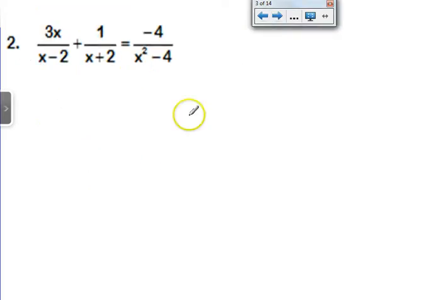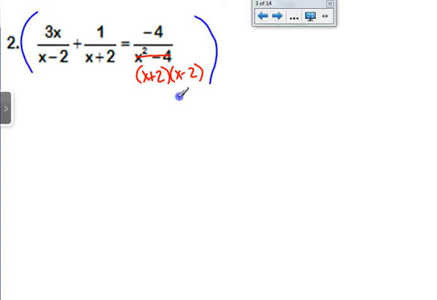The first thing I notice is that this denominator is secretly an x plus 2 and an x minus 2. Just like when we did adding and subtracting, you're going to want to factor all your denominators so you don't do too much work. Big parentheses around the entire equation. We're going to put an x plus 2 and an x minus 2 outside. Whoops, that's supposed to be minus 2.